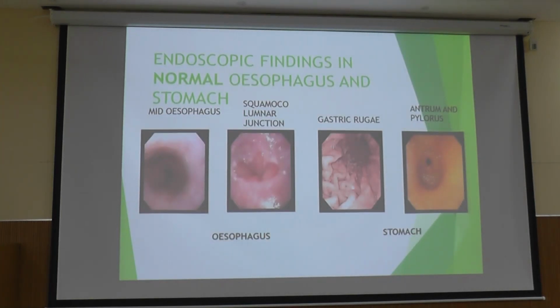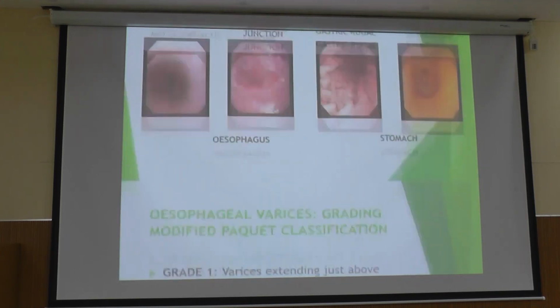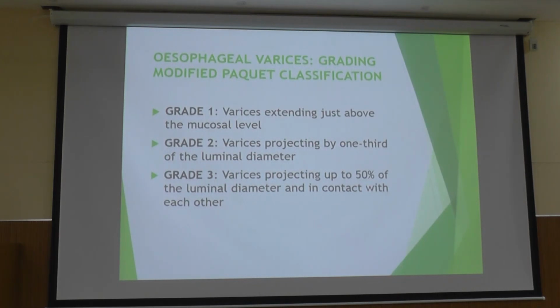These are the normal endoscopic findings of the stomach. As we see in a normal person, the esophagus, the junction, then the gastric rugae, you can see the foldings, and the antrum. While coming to a patient with GI bleed, there will be esophageal varices as a main cause of GI bleed. It will be graded into 3. You can see this in the next picture.